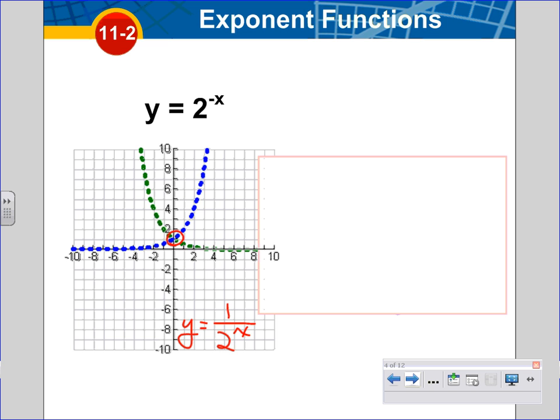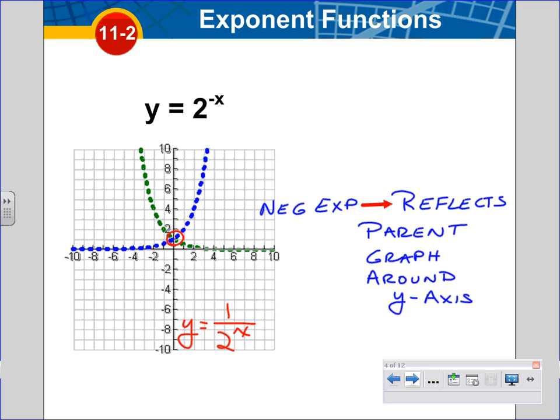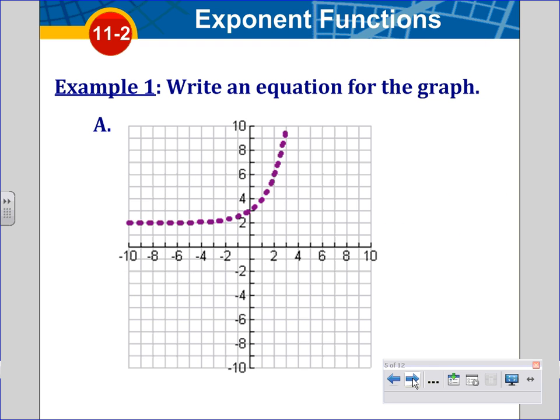Well, what the heck, man? That gives me a base of 1/2. So that means as my bases become fractions, I'm now decreasing. Completely makes sense now, because I'm multiplying by a fractional amount. So I'm getting smaller and smaller and smaller and smaller. That's so cool. You start big on the left, and it falls to the right. All right, so then bottom line is, if you have a negative exponent, that's going to reflect our parent graph around the y-axis.